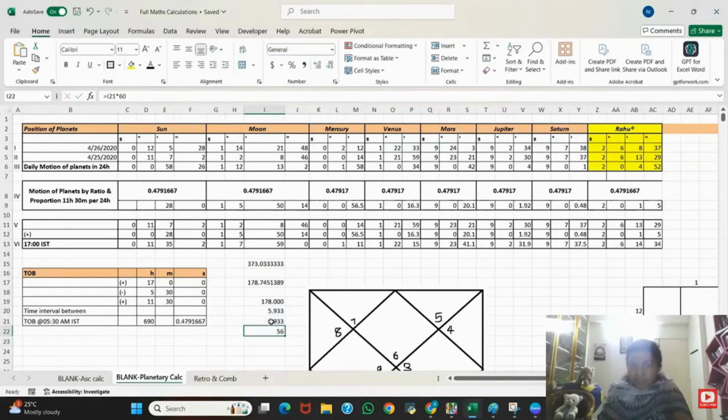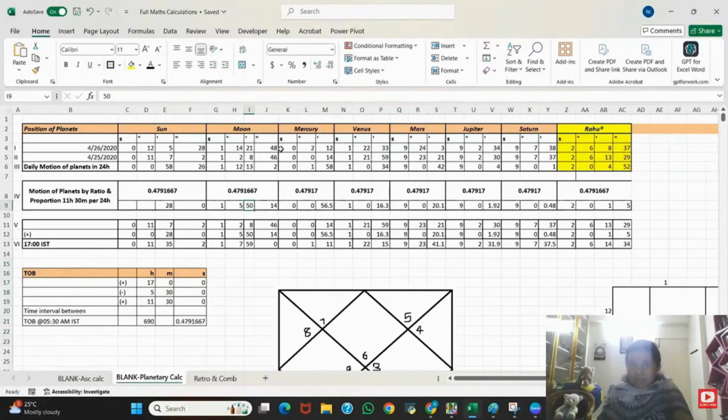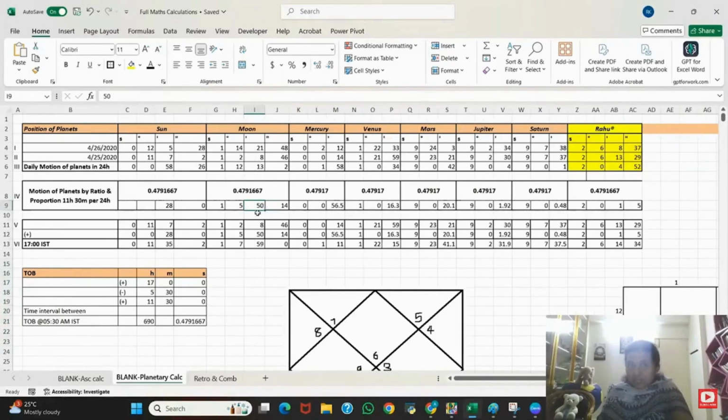So it will be 56 minutes. Okay, so similar answer we are getting, so it shouldn't be a problem. So similarly, it will be 50 minutes here, then 14 seconds. So we have to arrive. Then we have to do it for other planets as well.